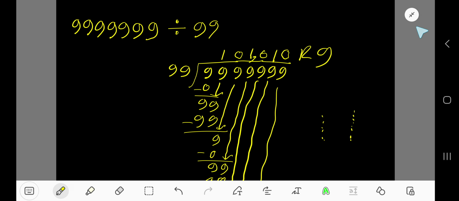But if you want to write the answer in decimal, then you need to continue with more steps. But I would like to answer with remainder, so this is the answer.